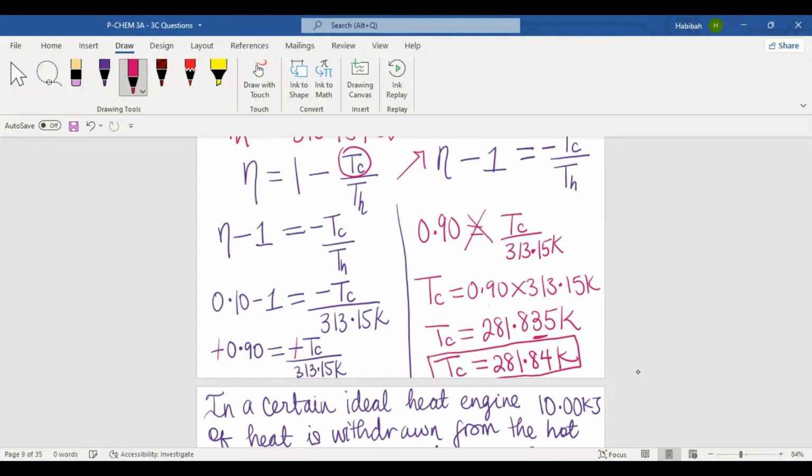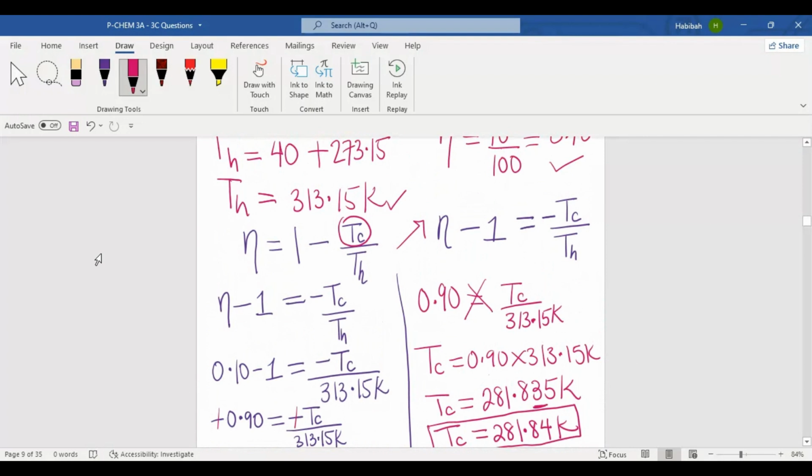So this is the answer to the question. The temperature of the cold sink would have to be 281.84 kelvins in order for you to have an efficiency of 10%.